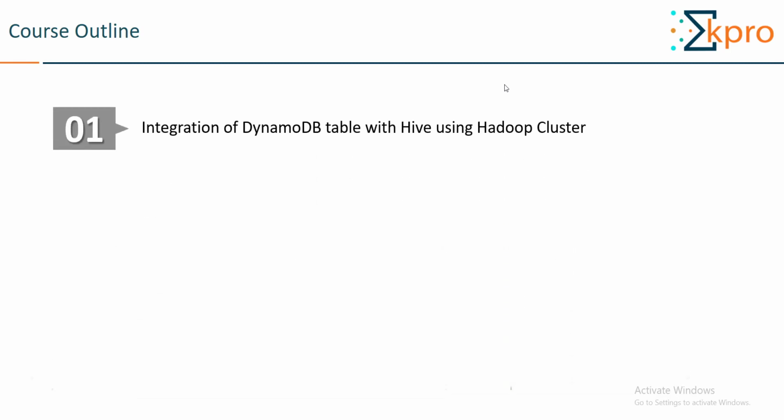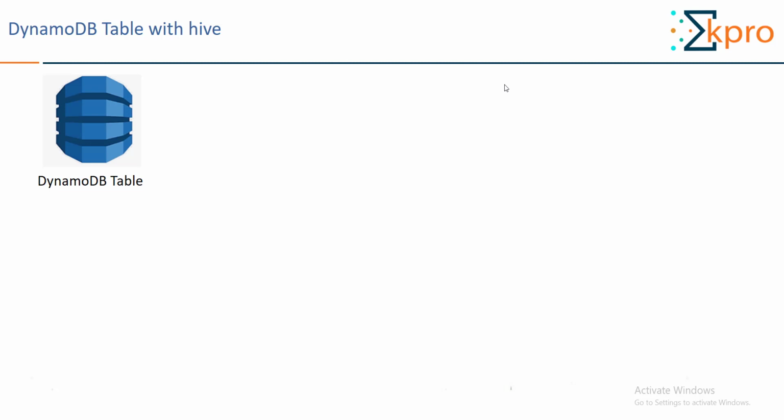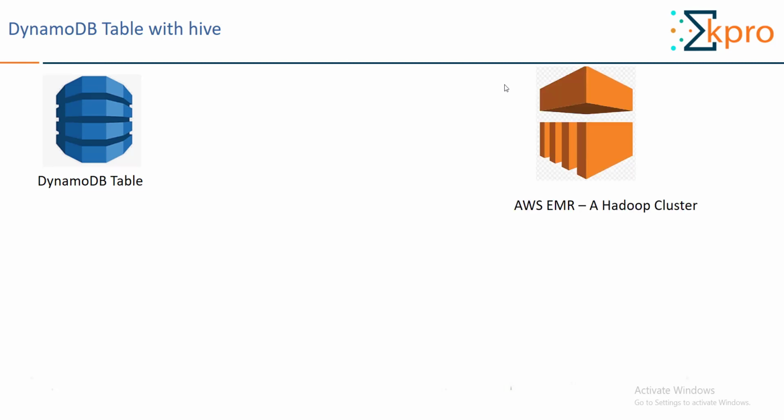We are going to discuss integration of DynamoDB table with Hive using Hadoop cluster and lab on it. So we have a DynamoDB table here and we have an AWS EMR Hadoop cluster. So what is the use? So here we go. Suppose you have a huge data that you want to upload in your DynamoDB table. After upload inside the DynamoDB table, you want to do a regression testing through an application which can change the data. You can say like update or delete the data.